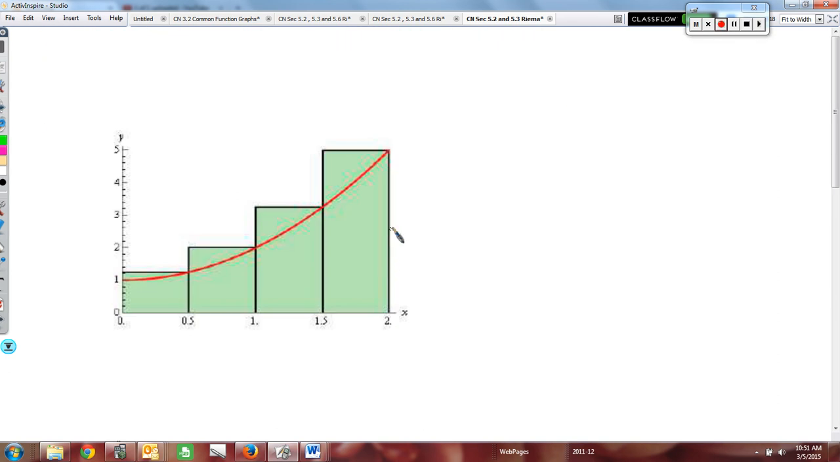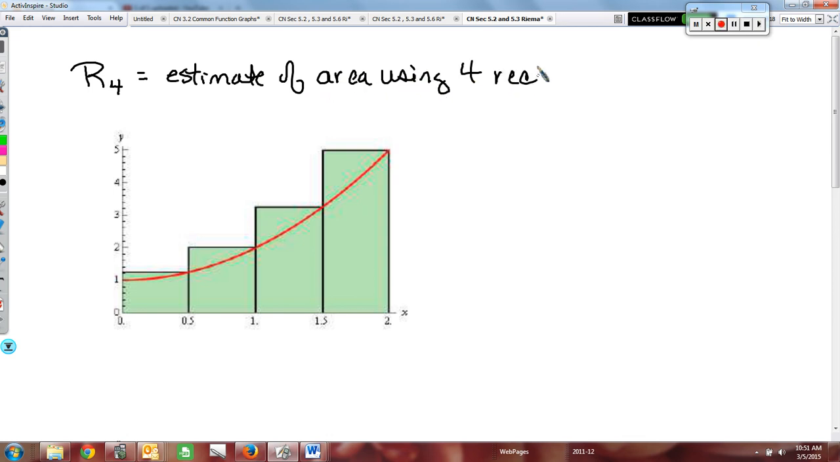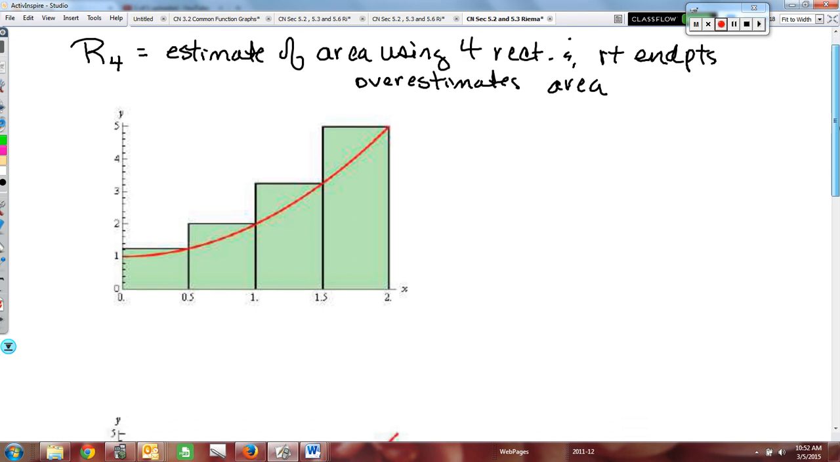All right, so right now when we're looking at this, this is our right sum. And with notation we call this R4, which is going to be an estimate of the area using 4 rectangles and right endpoints. Is that, in this case, going to be an over or underestimate? In this case, it's going to be an overestimate. This R4 overestimates the area.